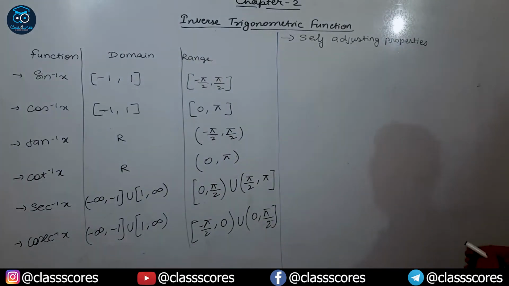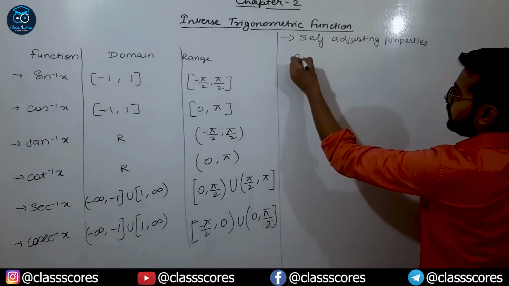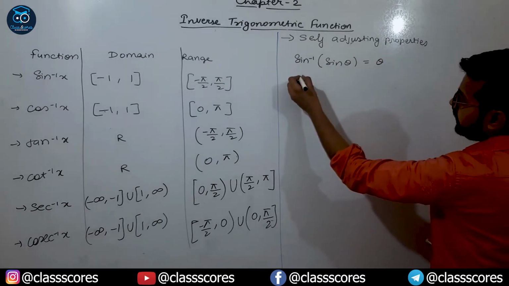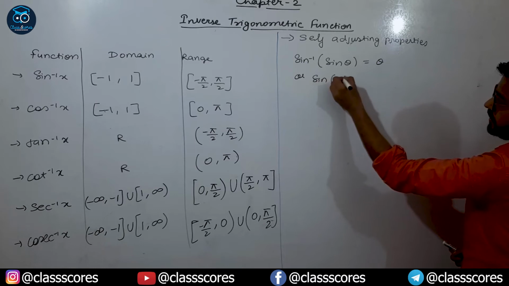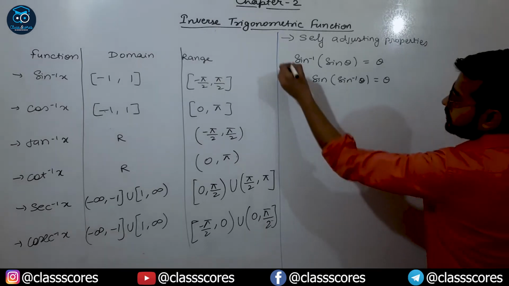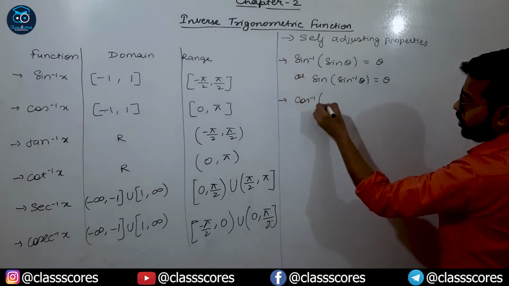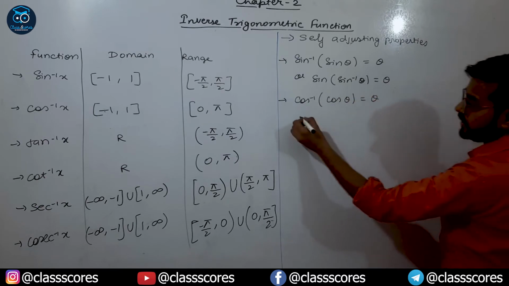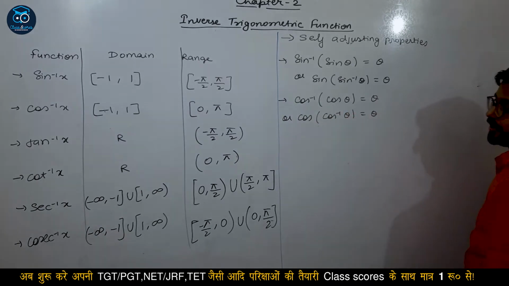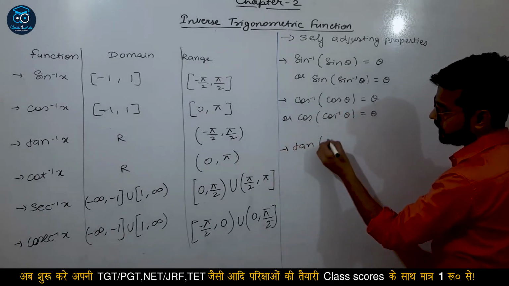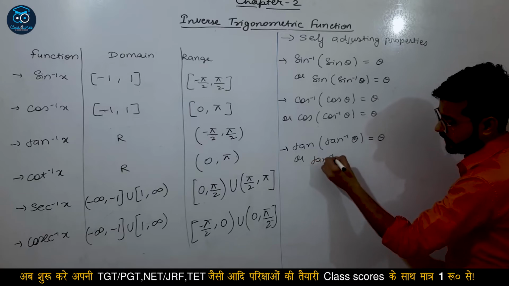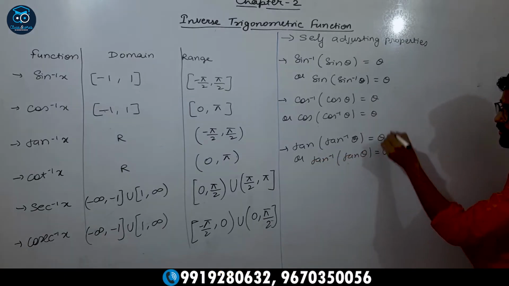Clear? Our first self-adjusting property is sine inverse sine theta equals theta, or you can write sine inverse theta equals theta. Similarly for cos inverse cos theta equals theta, or you can write cos inverse theta equals theta. Similarly for tan inverse tan theta equals theta.